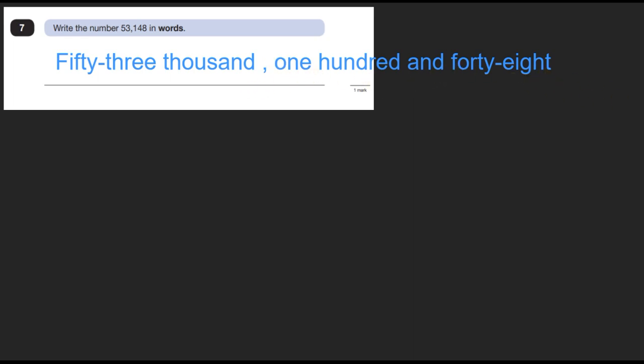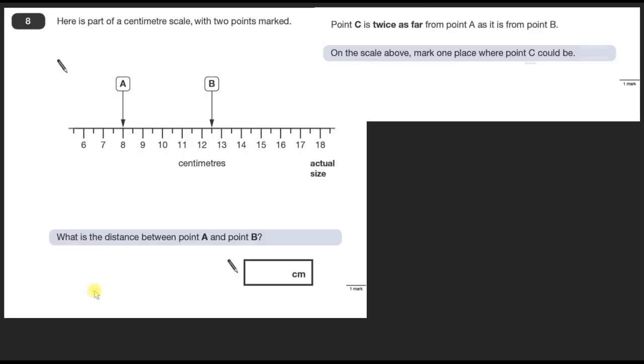Question number 8. Here is a part of the centimeter scale with 2 points marked. So in the points, what is the distance between A and B? So A is 8 and B is, I believe this is 12.5. So the distance between the two, so 12.5 take away 8. So that is going to be 4.5 centimeters, right?